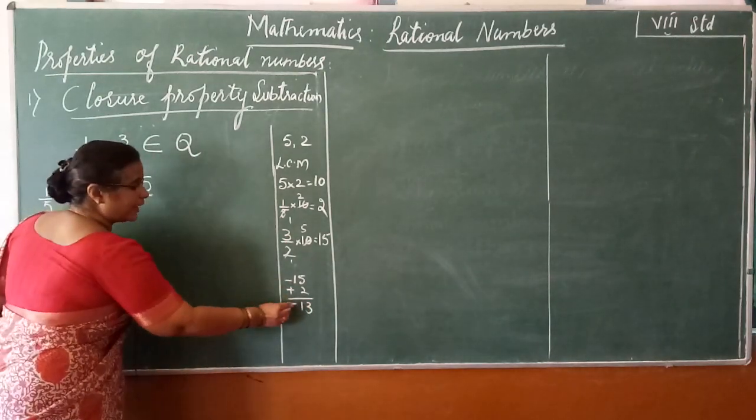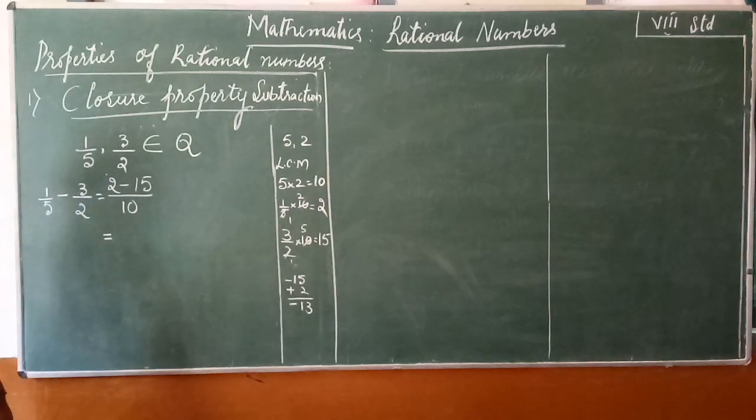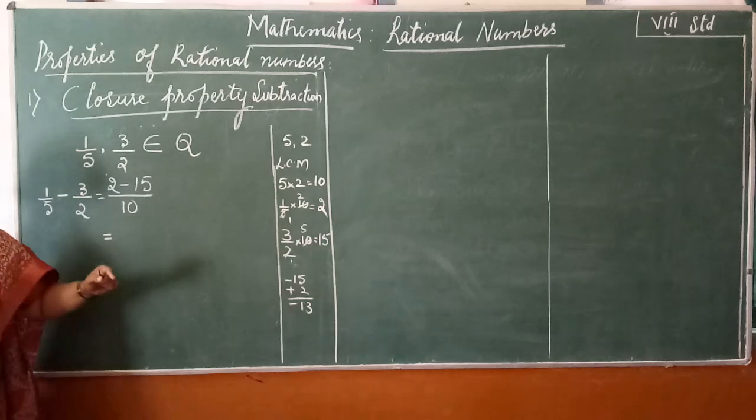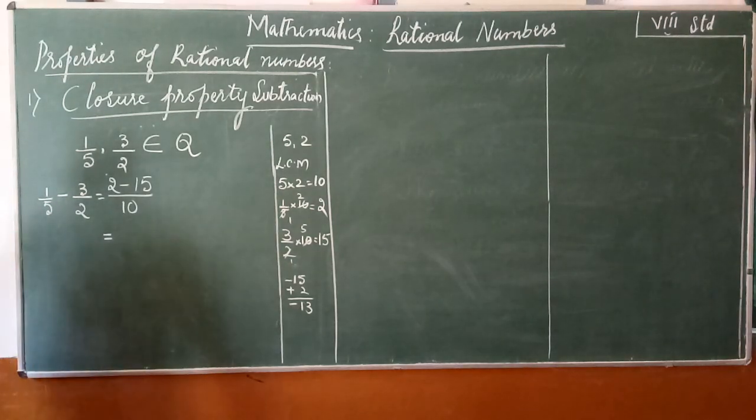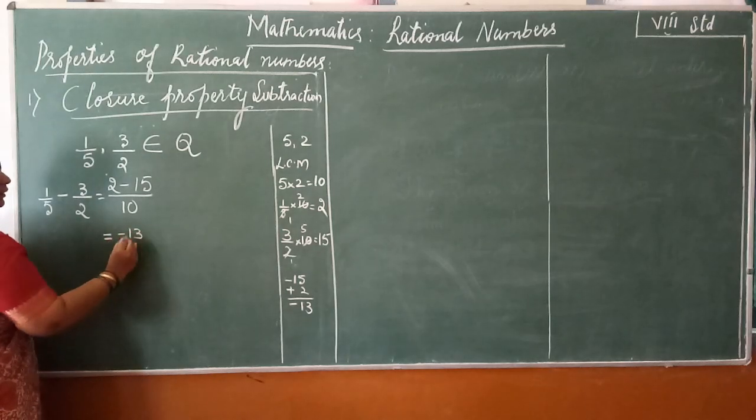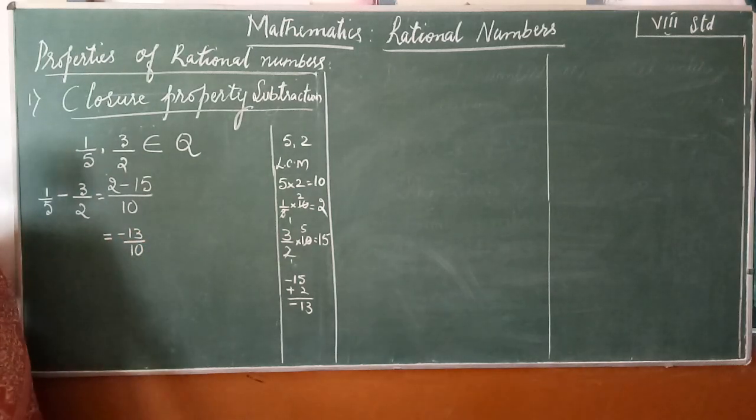Greater number sign is minus, very important. You have learned how to simplify integers. When you have unlike signs you have to subtract but keep the greater number sign. So minus 13 by 10.